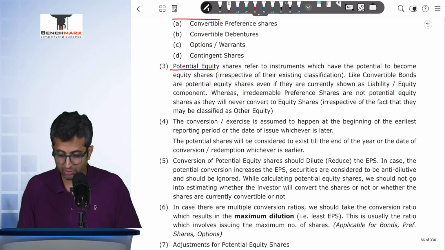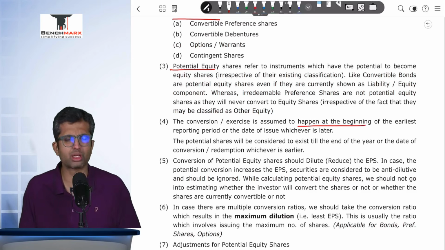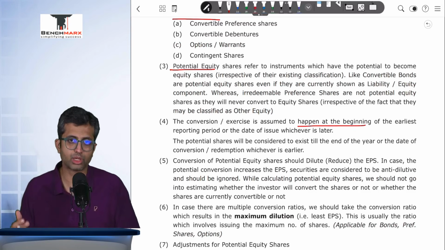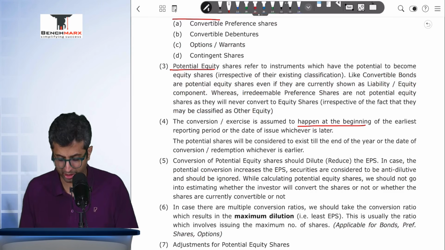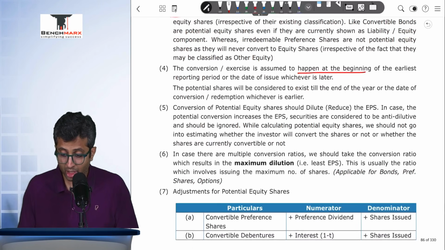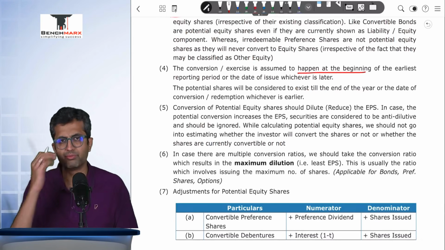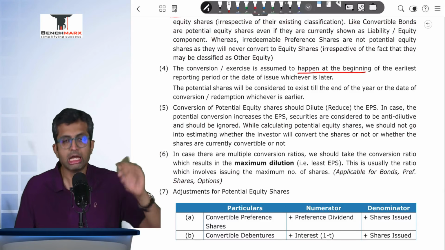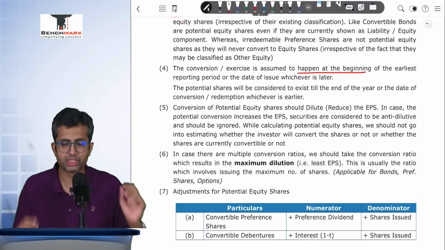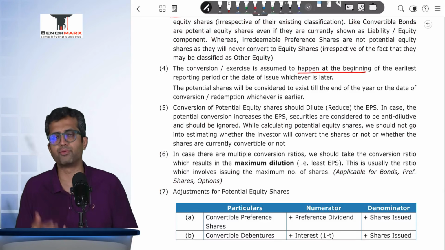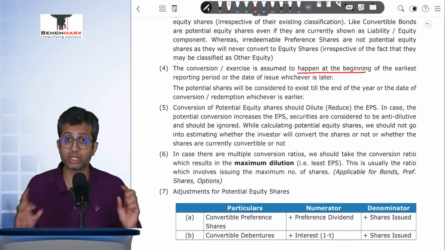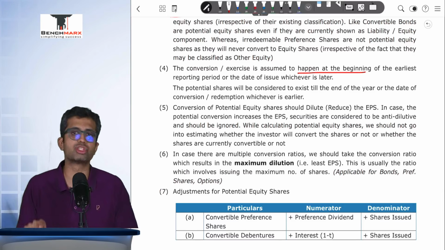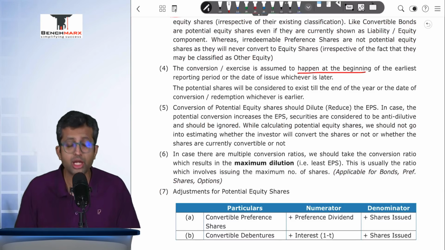Okay, the conversion or exercise is assumed to happen at the beginning of the year or the earliest reported date, whichever is later. An important point is, when you calculate the diluted EPS in the numerator, let us say these are convertible preference shares, then you will start where the basic EPS ends, where you will take the profit available for equity shareholders for basic EPS. In the numerator, this profit is after deducting preference dividend. But if these preference shares were converted, I will add back the preference dividend in the numerator.